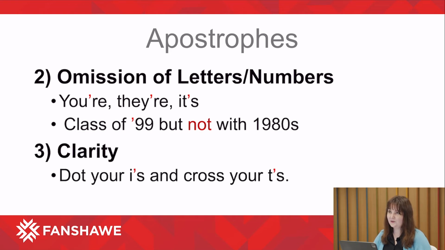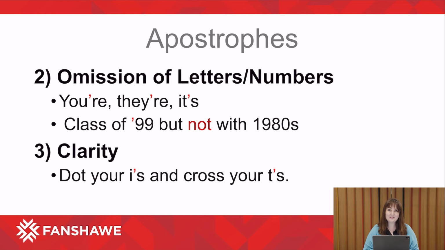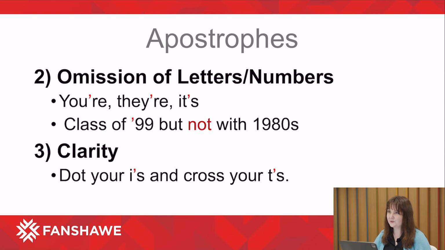The third way that you use apostrophes is for clarity. So you could have something in a sentence that would be confusing or misread if you didn't have the apostrophe. In this example, dot your I's and cross your T's, you can see that it would be confusing for the IS, which could be misread as is, for example, if there was no apostrophe. You probably won't use this a lot in your academic writing, but this is something that apostrophes are also used for.